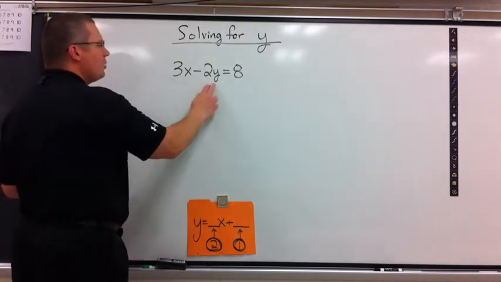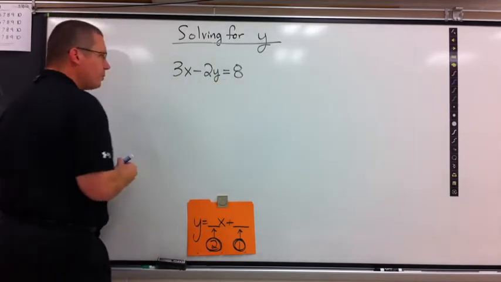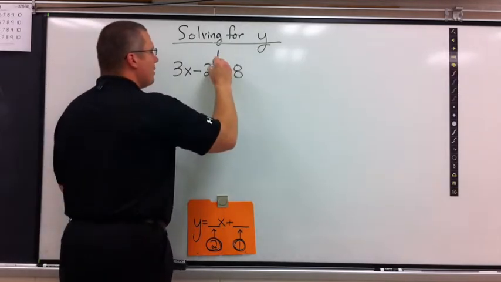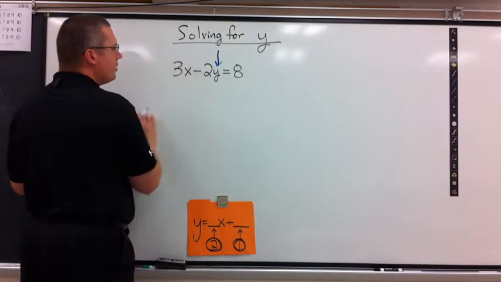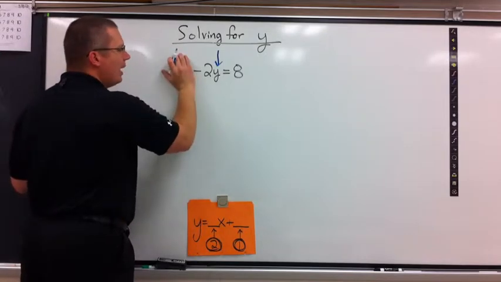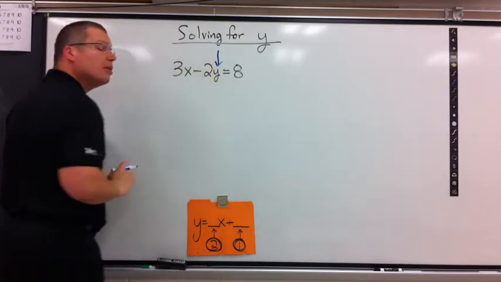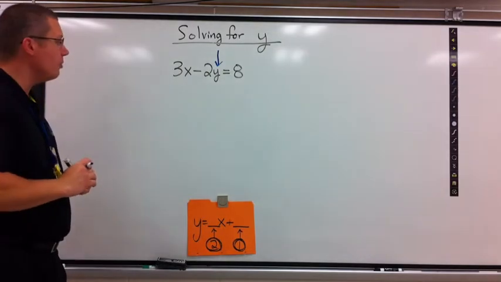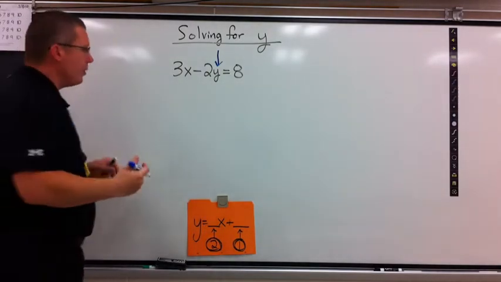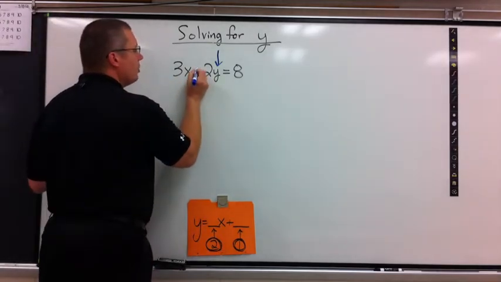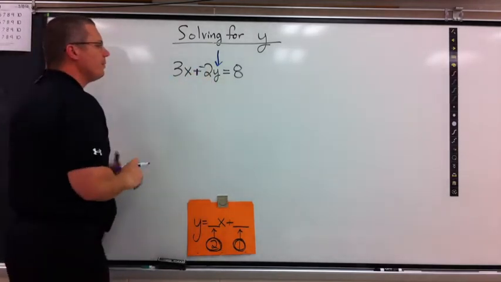3x minus 2y equals 8. The thing I want to get by itself is the y. So what I'm going to do is get rid of everything else on this side. I have to get rid of a 3x, and I have to get rid of a multiplied 2. So let's use our algebra. First of all, in any equation, I always want to take subtraction and turn it to addition. Here is subtraction, turn to addition. This becomes a negative 2.